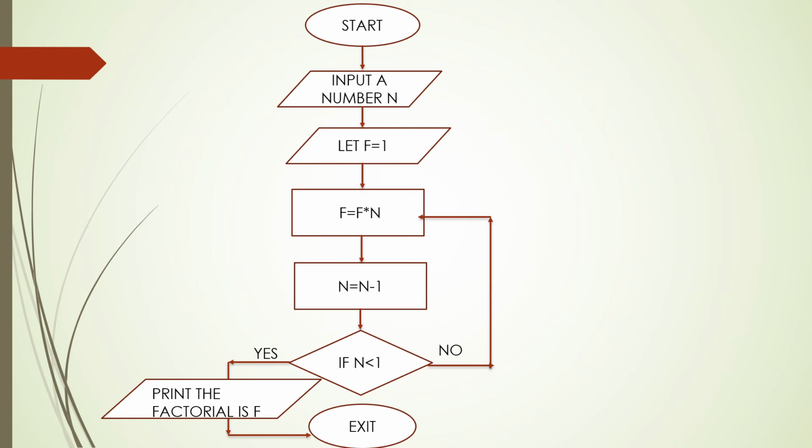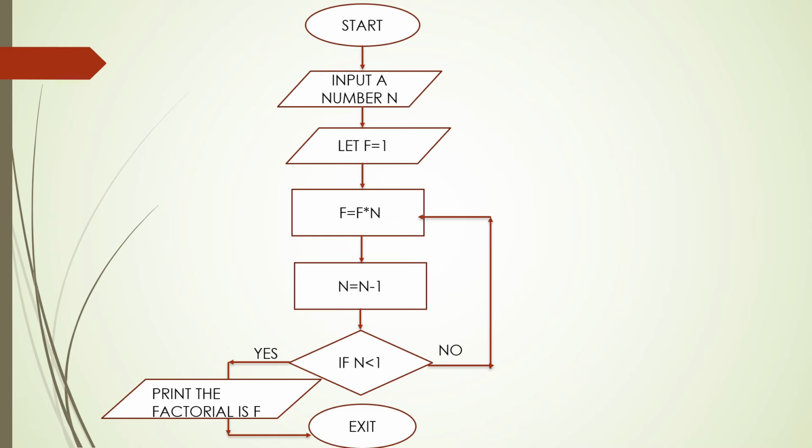So the flowchart will be, let's do start, then we will input a number n, and then let f equal to 1. So n is a box in which the user will give a number, not us. And let f equal to 1. Now this is again a constant. F is a box in which I'm already giving 1 as a number. Now the user cannot change that. That is fixed by me as a programmer. So f always contains 1.